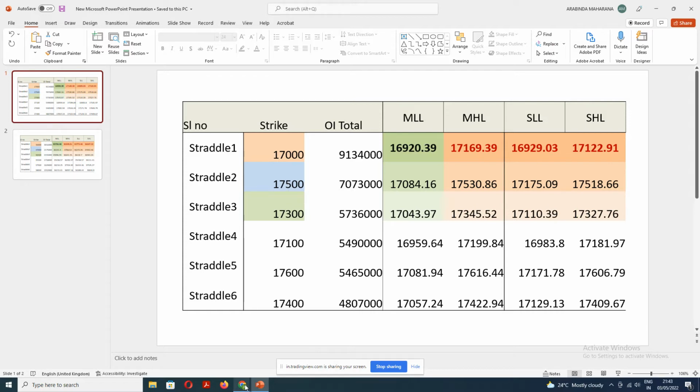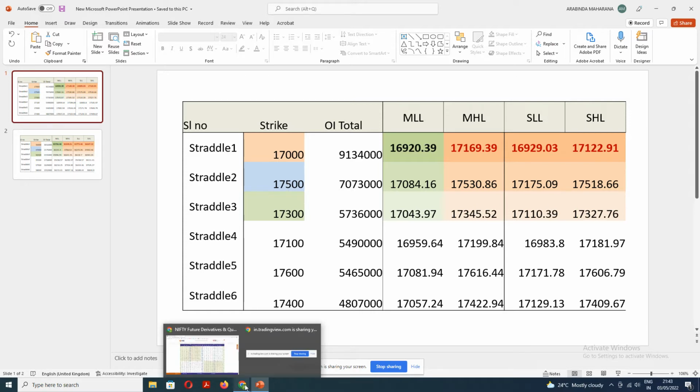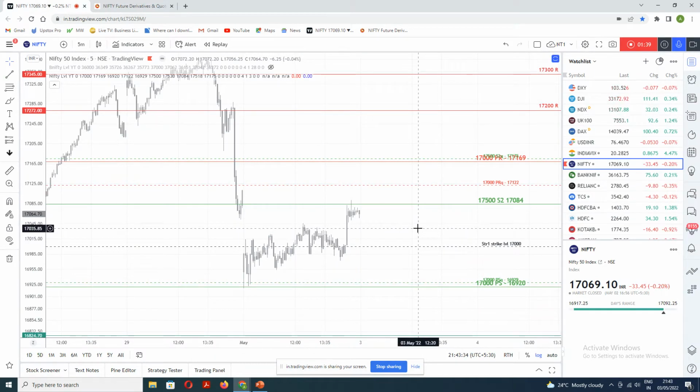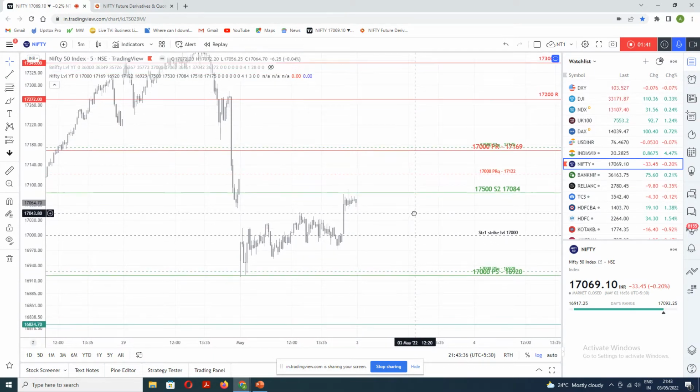If you gradually follow these rules of how the market operates, the technicality of the option chain, because the option chain plays a very vital role in the intraday session. So here you can see in TradingView, if you mark these levels, for 17,000 the resistance is at 17,169 and the support is at 16,920.